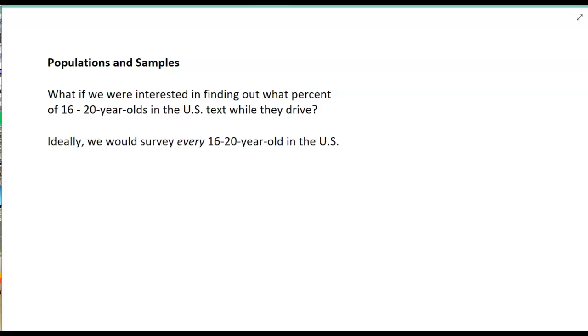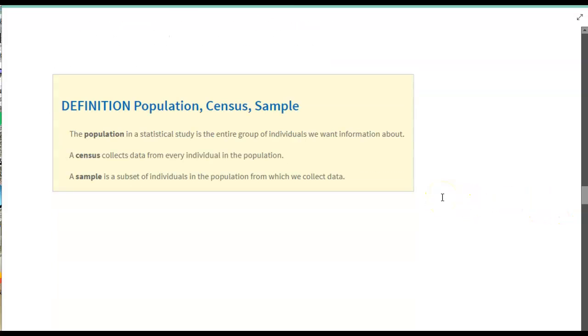So what do we do? We pick a sample of 16 to 20-year-olds living in the United States, a subset of the population. So the population is the entire group of individuals we want information about.